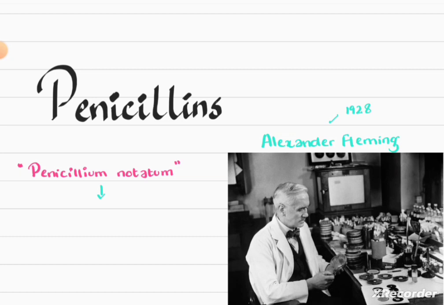So Fleming identified that the mold produces a substance that could inhibit the growth of various bacteria, which he named penicillin. So this is how the journey of penicillins began. Let's start with the chemistry of the penicillins.